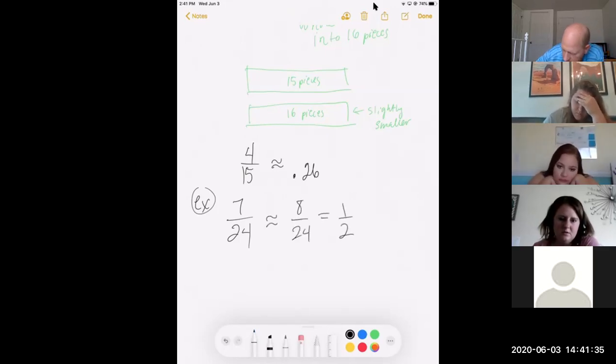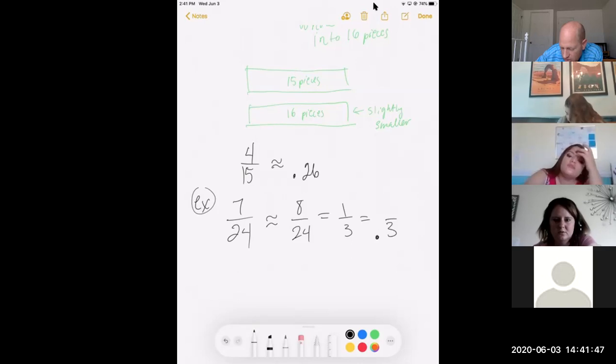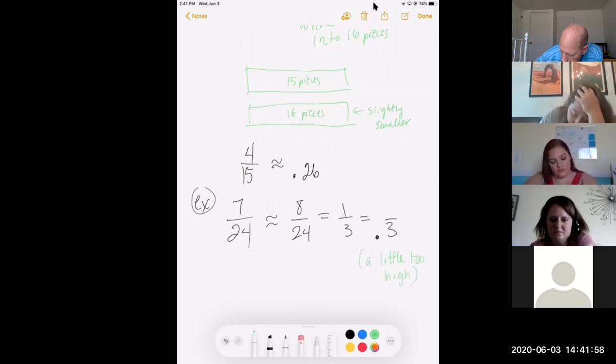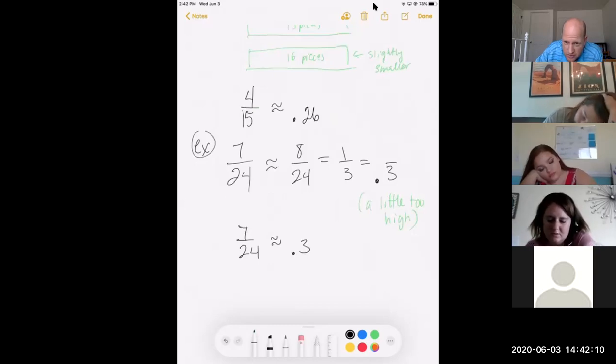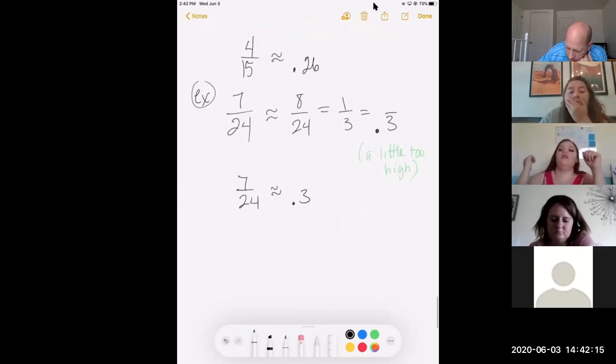So if it goes up a little bit and you get a third, what was the decimal equivalent for that one? 0.3 repeating. Now, is that a little bit too high or too low? Wouldn't we be a little too high now? Excellent, a little too high. Now what we're going to say is 7/24 is about equal to a decimal that's a little bit lower than that. Maybe just 0.3. Did anybody manipulate the denominator at all?